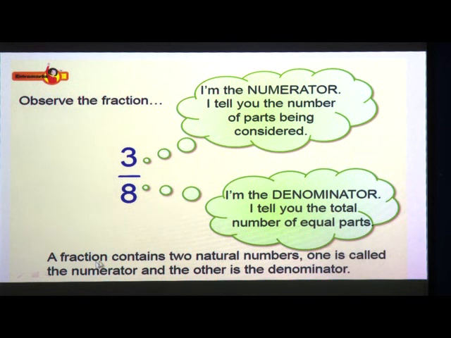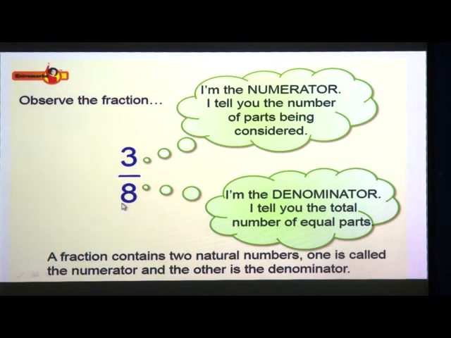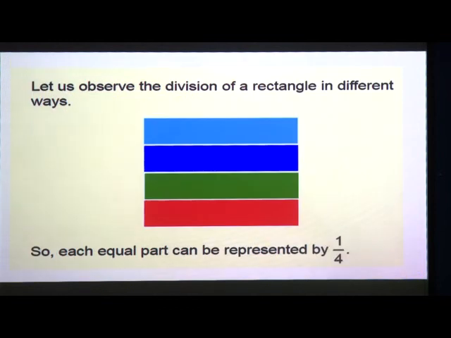A fraction contains 2 natural numbers. One is called the numerator and the other is the denominator. These both are natural numbers. So, this was about the numerator and denominator, which are natural numbers.